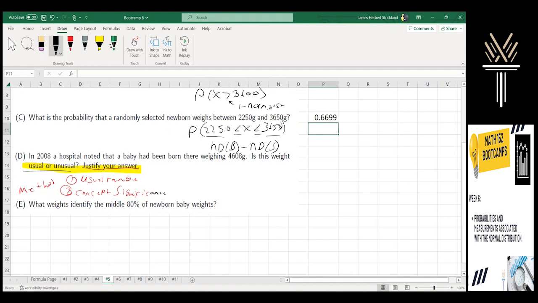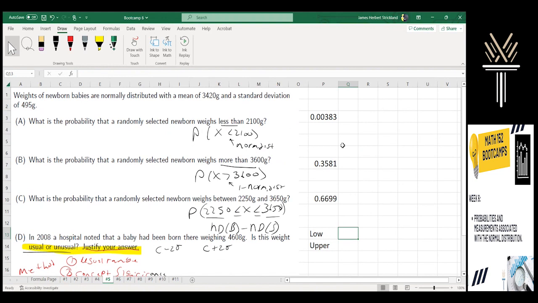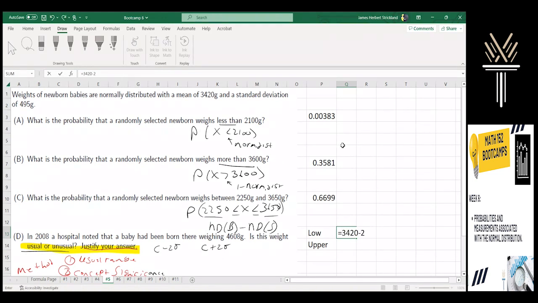Otherwise, they'll tell you using the concept of significance or using the usual range of values. You would then have to do it that way. But if they don't tell you, you get to pick. For this activity, I'm going to do it both ways. So remember, the usual range is the center minus 2 deviations, and then the center plus 2 deviations. And so we'll have a lower measurement and an upper measurement. And our center from up top here was 3420 minus 2 times the deviation, 495. And we have 3420 plus 2 times the deviation.